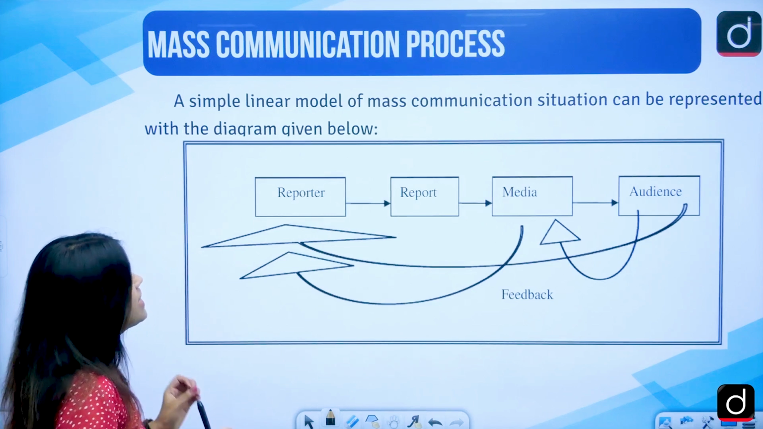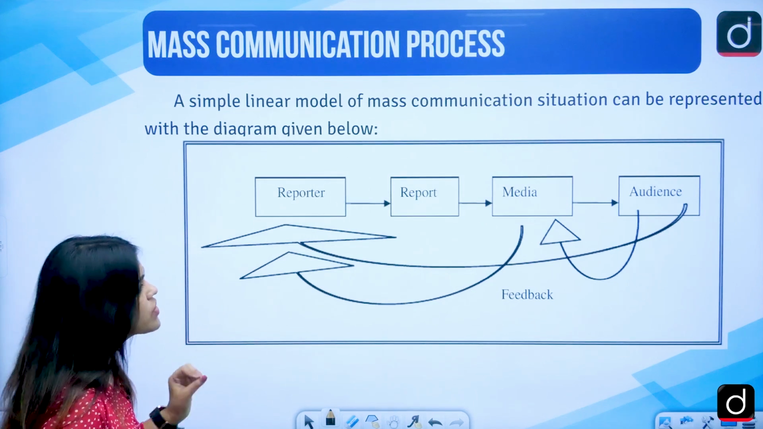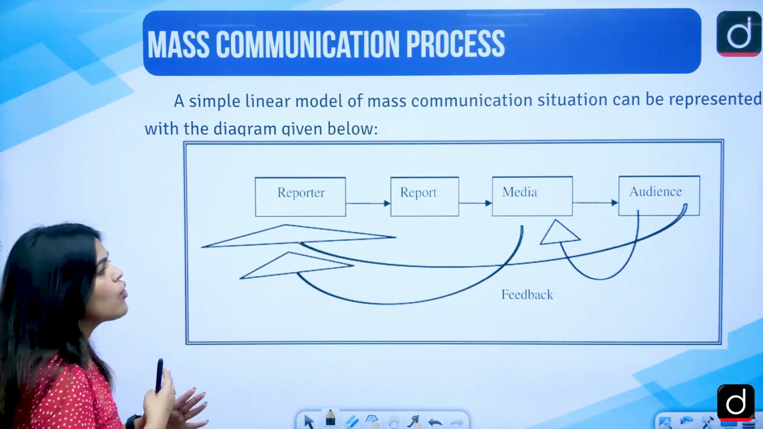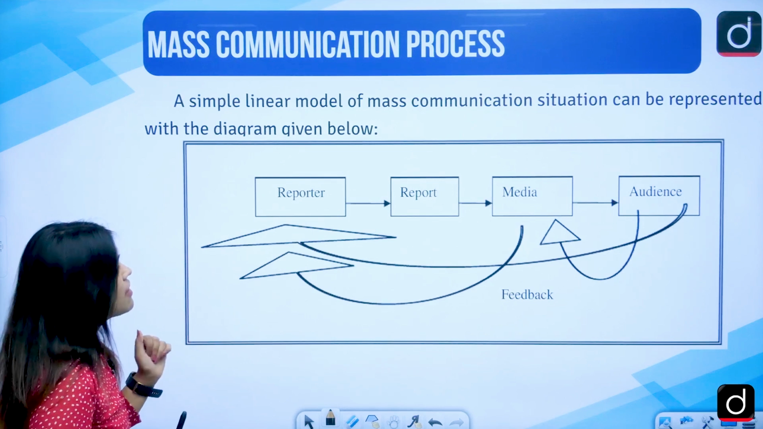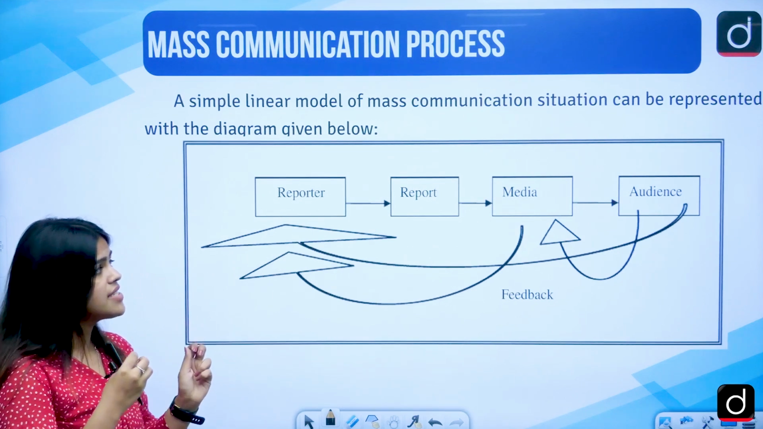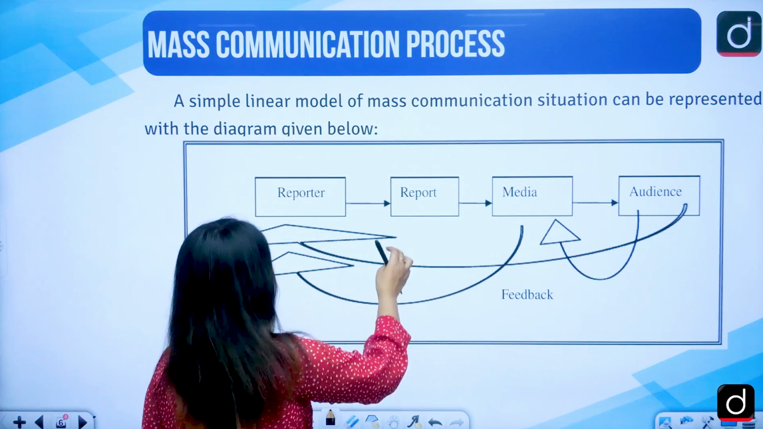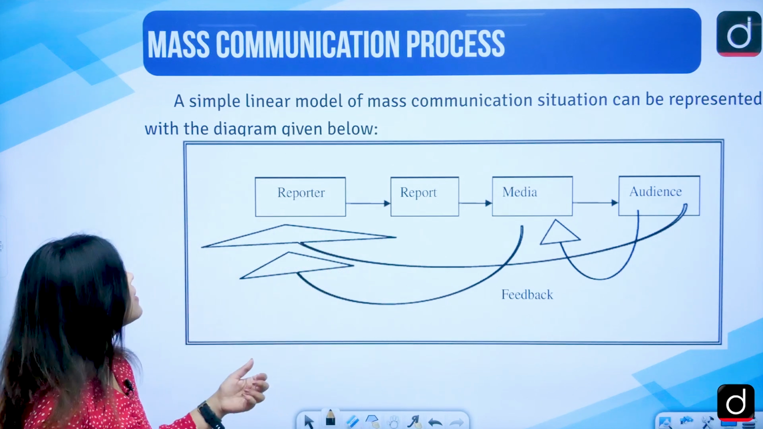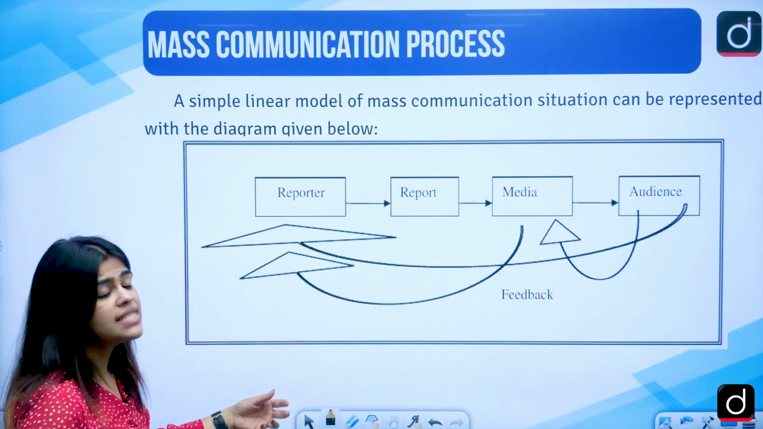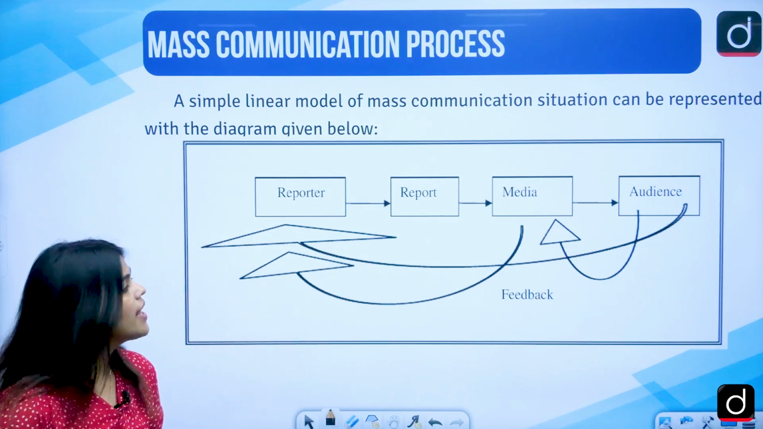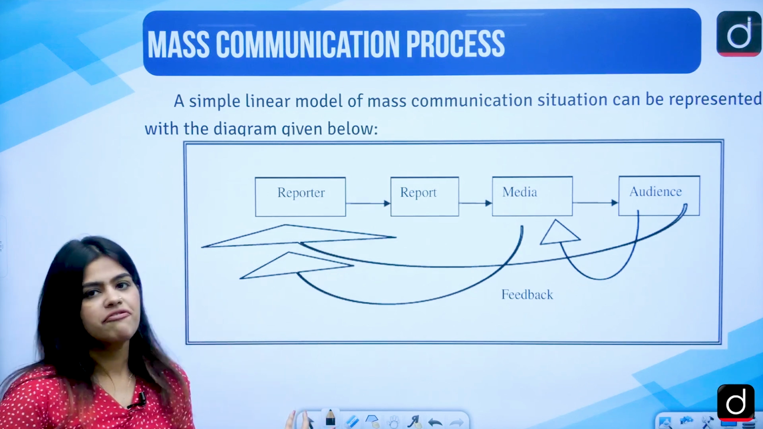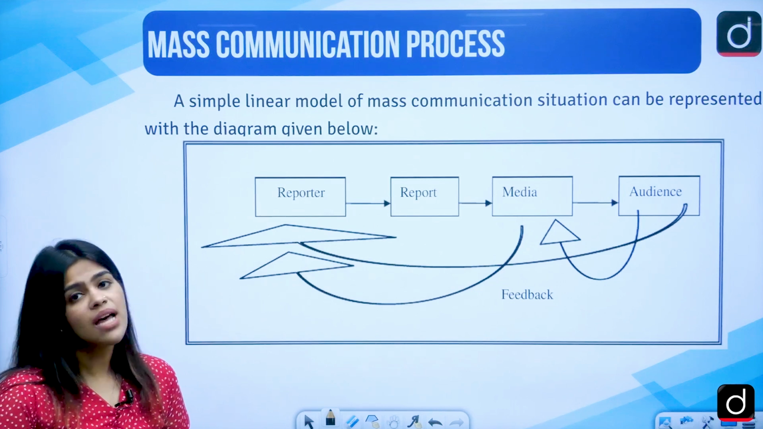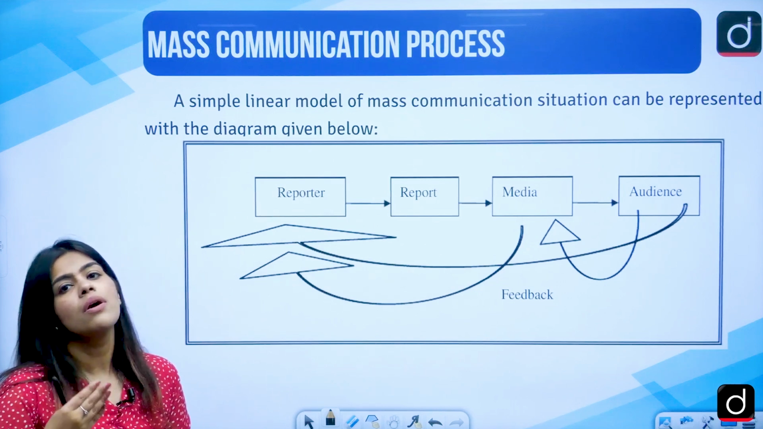Then a simple linear model of mass communication looks like this, and of course it is situational in nature and it can change according to the situations. So there is a reporter, there is a report, there is a media, and this media will look at the current happenings, look at what the reporter is saying, and will give the audience what they need, and the audience can give feedback. If it is a long chain, then there can be a delayed feedback. Sometimes the feedback is also missed, right?